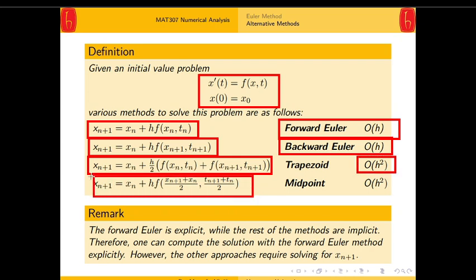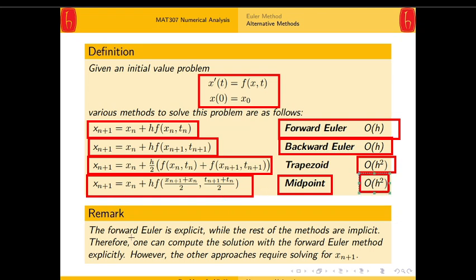And here we have the midpoint rule. In the midpoint rule, we evaluate the slope at the midpoint. This is the midpoint in the x values, and this is the midpoint in time. This gives us a slope again, and we update the new solution by h times the slope, and this gives us the midpoint rule, which is again a second order accuracy method.